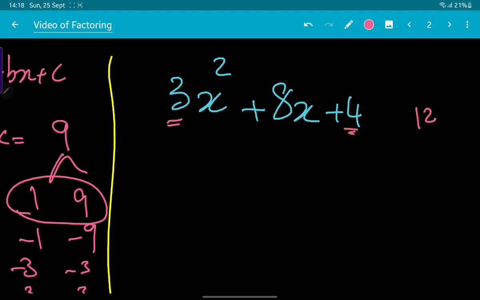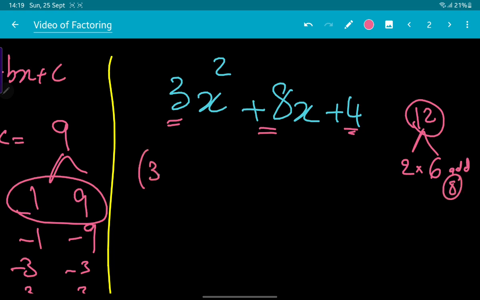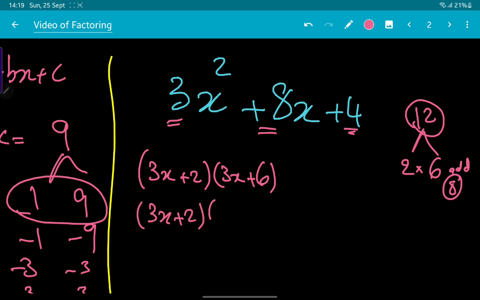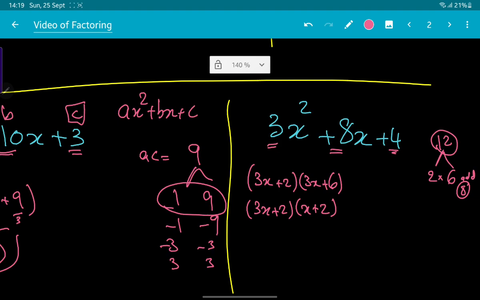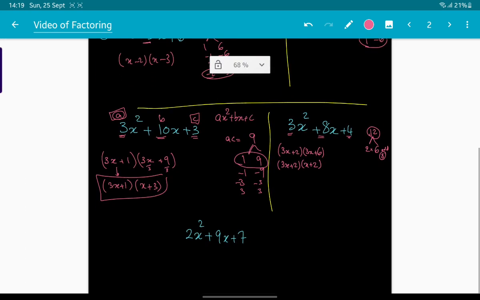The same here. Multiply 3 and 4, which is 12. 12, 2 and 6 will give you 8. When you multiply 2 and 6, this will be 12, and when you add, this will give you 8. Okay, so 3x plus 2, 3x plus 6. Use the 3 twice to know which bracket will be simplified. Divide this by 3 and leave the first one, x plus 2, x plus 2. And this is everything we studied in the class for today.